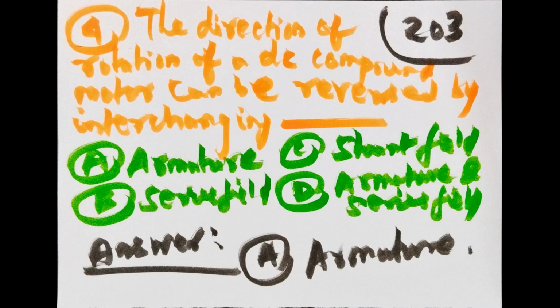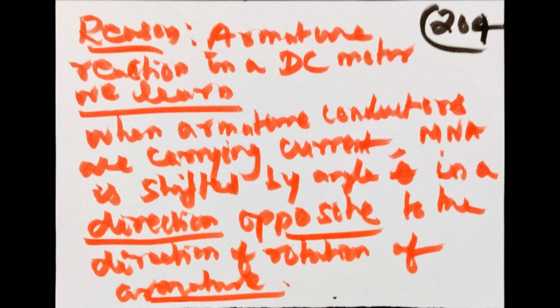The direction of rotation of a DC compound motor can be reversed by interchanging the position of armature. Answer is A, armature. Reason: armature reaction in a DC motor, when armature conductors are carrying current, the MNA is shifted by angle theta in a direction opposite to the direction of rotation of armature.